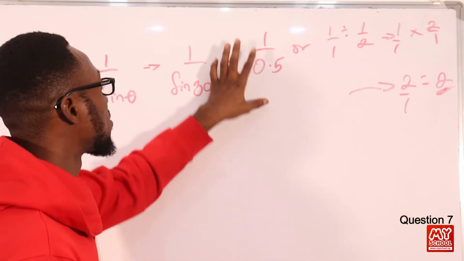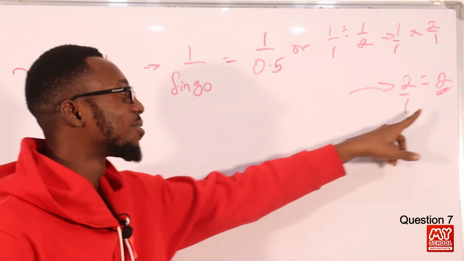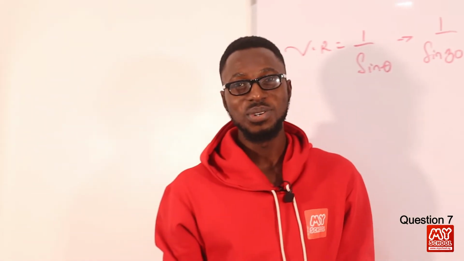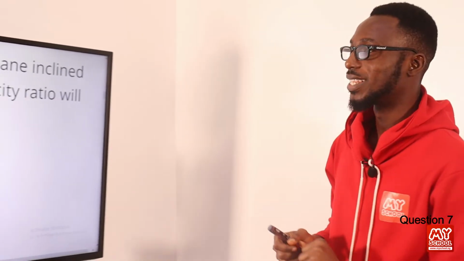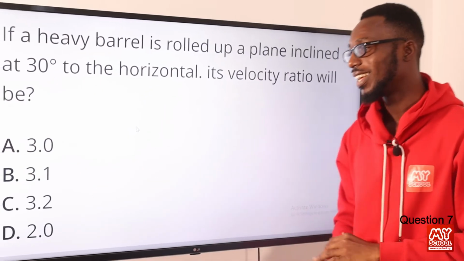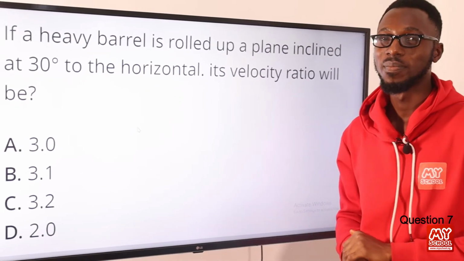Alright, so of course you can do this with your calculator. 1 divided by 0.5 should still give you this. So 2 is the value that we should look for. Alright, so where do we find that? We have 2.0. Okay, so option D is the right option.